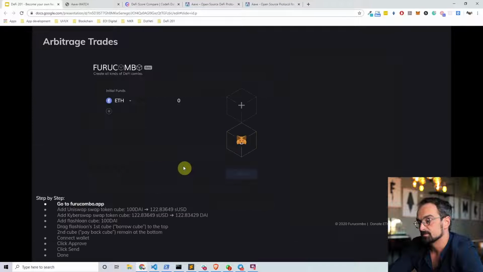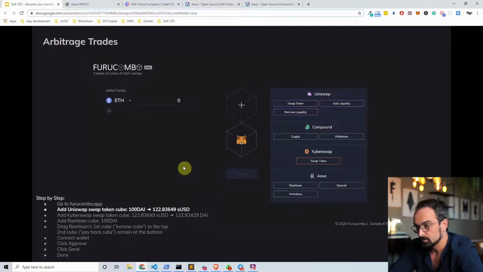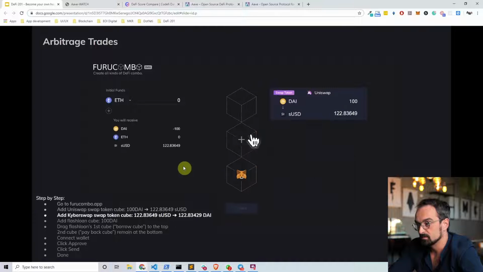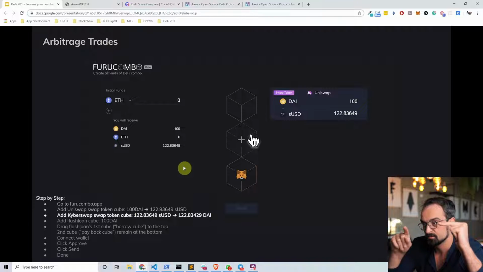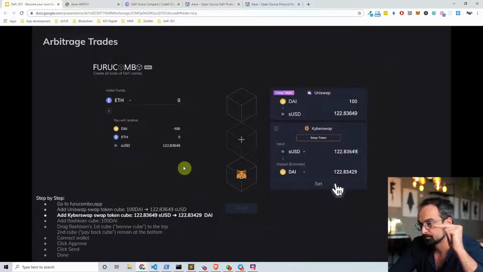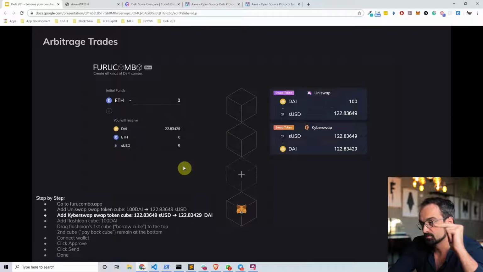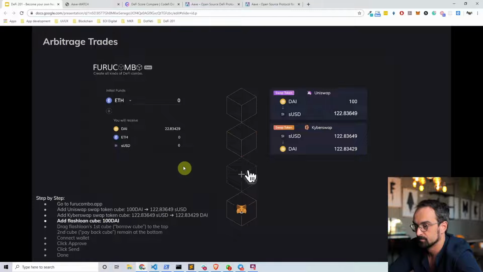All right, first we need to go to the app. Then we will add the Uniswap token cube, and with that, we have the swap. So we're going to swap 100 DAI to 122 SUSD. Then the next step, we're going to swap the SUSD back to DAI. And as you can see, we made an instant profit of 22 DAI. Nice, awesome, that's well done.